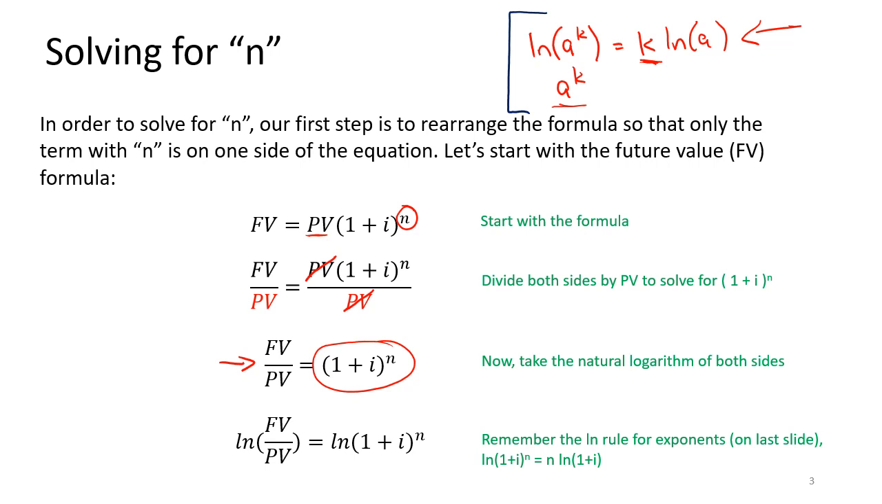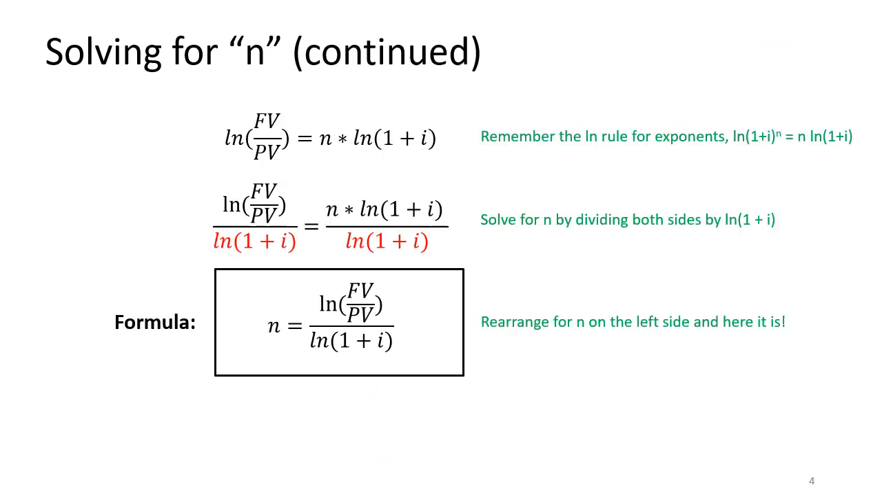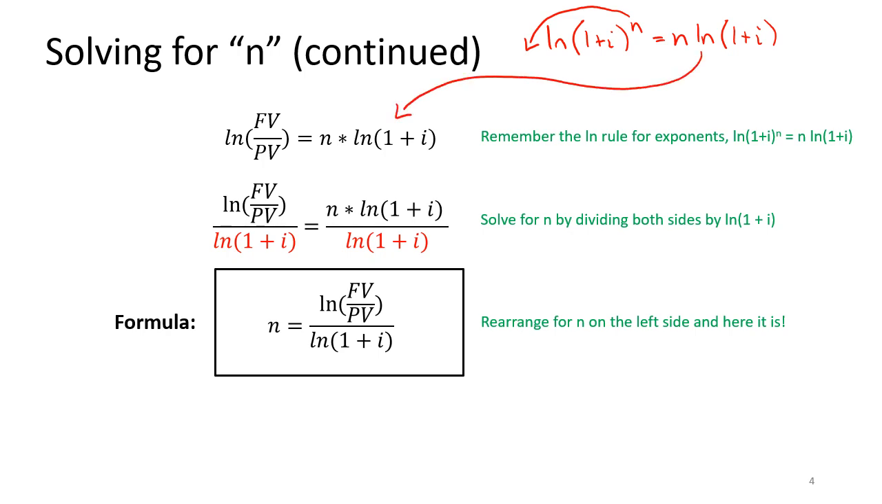So the left side becomes ln of the future value divided by the present value. And the right side becomes the ln of this entire term, 1 plus I all to the exponent n. Okay? So now that we have that, remember our rules. In this instance, we had ln 1 plus I to the exponent n. Remember, our rule was you could take that exponent and move it down in front of that term. So that became n times ln 1 plus I. So I've substituted that into this equation here. Okay, so I've basically used that rule.